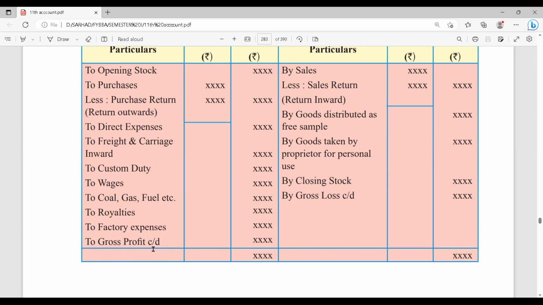Before going to profit and loss, I have to tell you something about the goods. Purchase and sale are the main activities. If you are taking goods out of the business for any other use, then that will be credited, like goods distributed or goods taken by proprietor for personal use. Now, let's go for the profit and loss account.